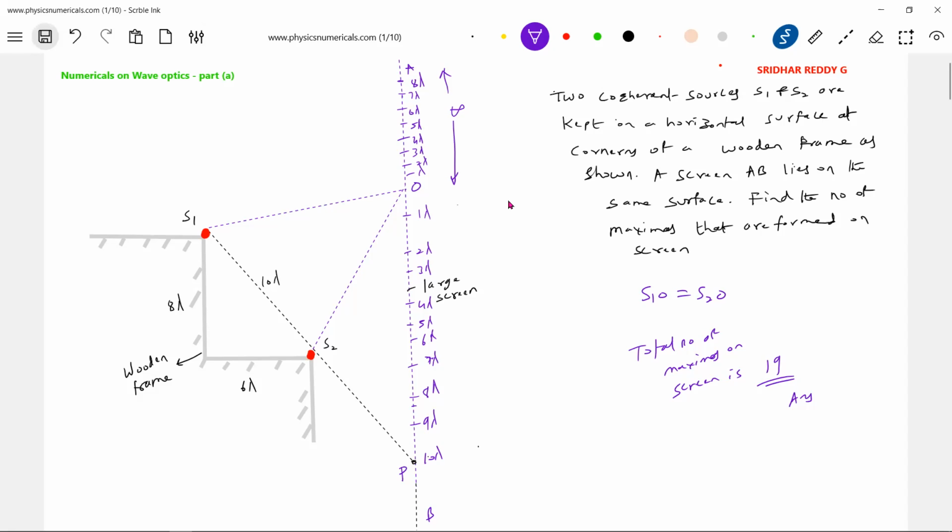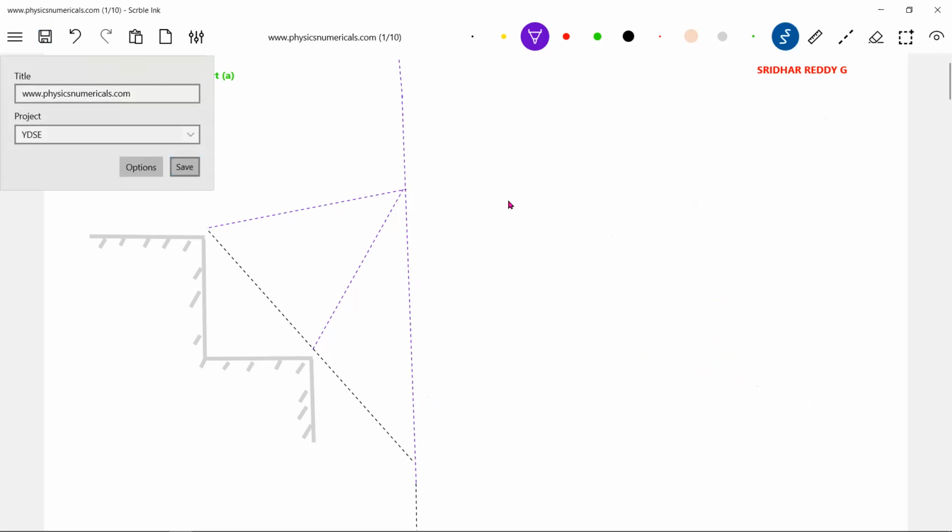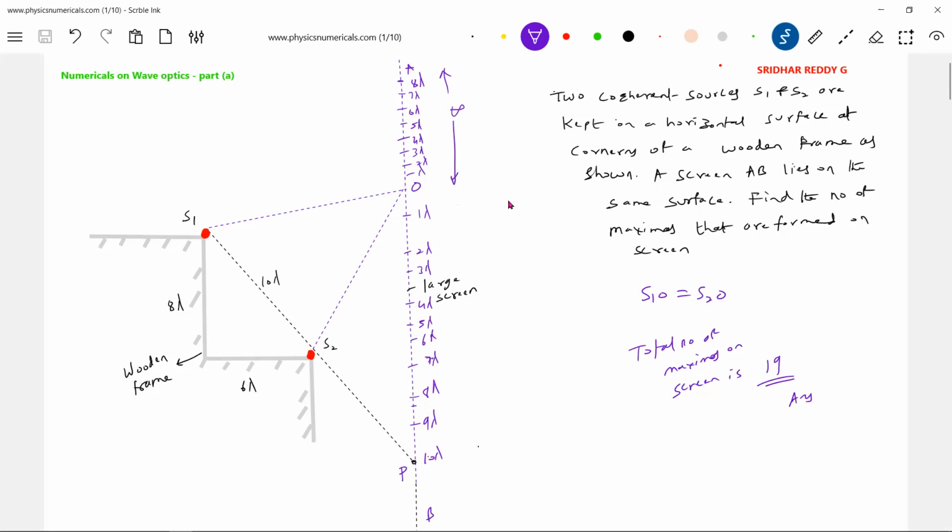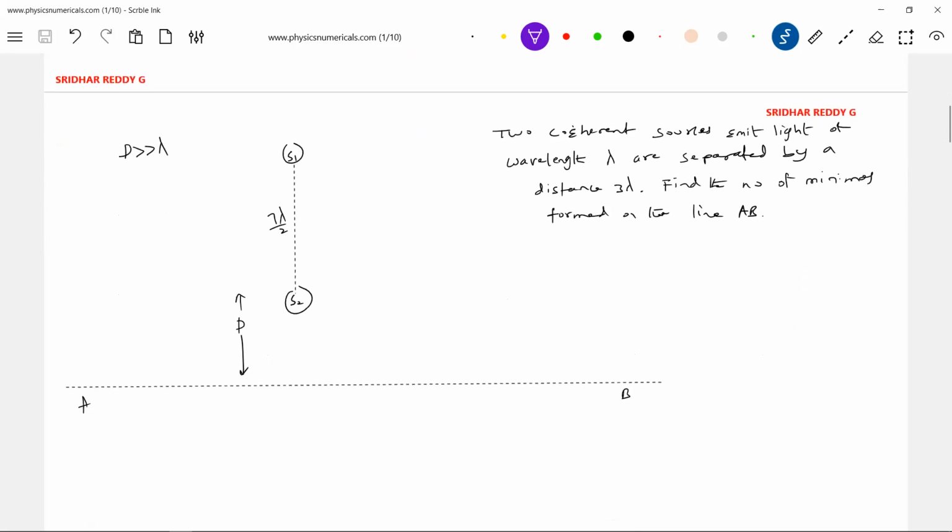Okay, these are some problems that may not be related to YDSE. Just a basic interference concept is what is being tested here. Okay, let me take the next problem.